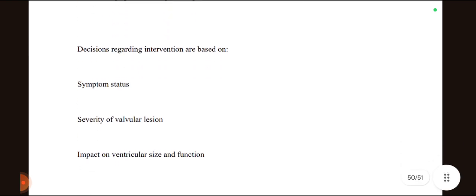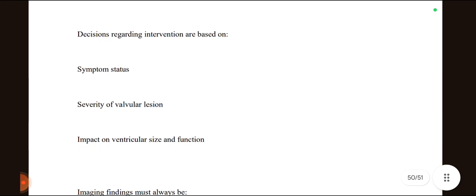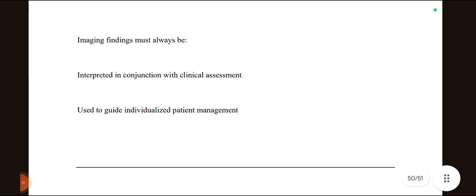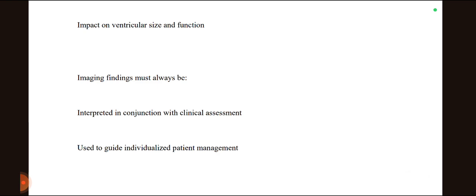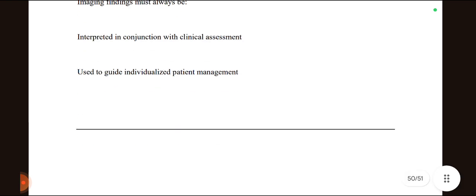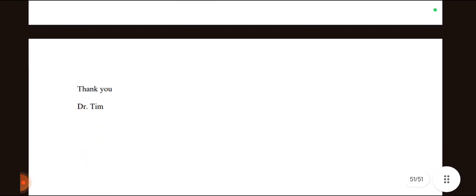Decisions regarding intervention are based on the symptom status and the severity of valvular lesion and impact on ventricular size and function. So, the imaging findings must always be interpreted in conjunction with clinical assessment and used to guide individualized patient management. Okay, so this completes our chapter on non-invasive techniques for evaluation.